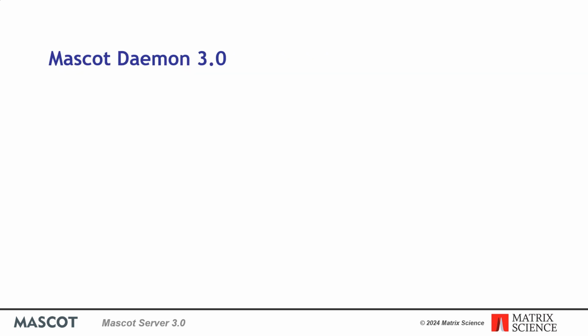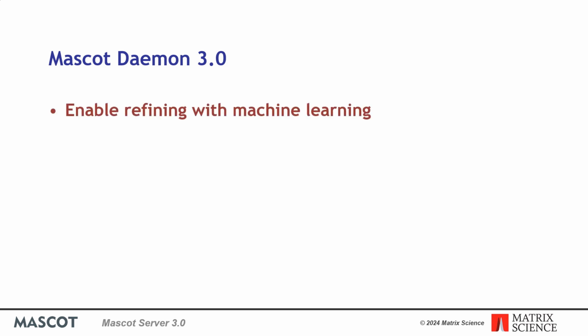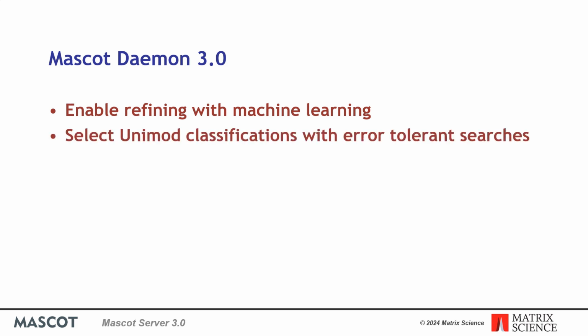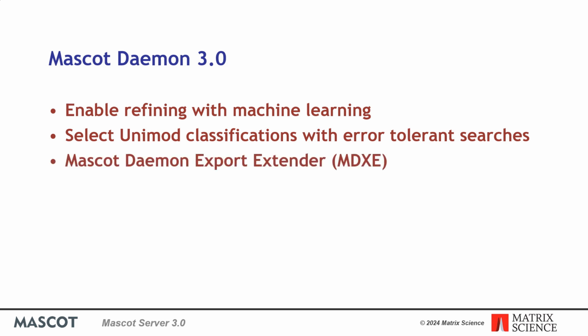Mascot Server 3.0 includes Mascot Daemon 3.0. You can enable and set machine learning options from the Daemon parameter editor, and you can also select the Unimod classifications for the second pass of an error tolerant search. Mascot Daemon now ships with Mascot Daemon Export Extender. This is a script that allows automatically running Distiller quantitation reports at the end of a task. For example, you can configure Daemon to produce a CSV table of peptide ratios or an ANOVA report.